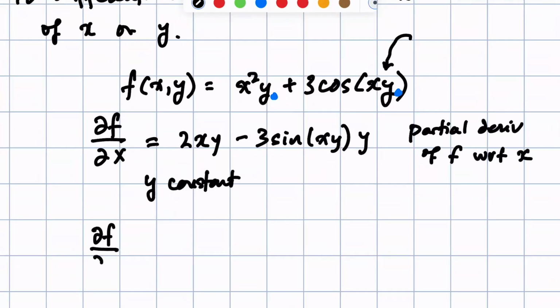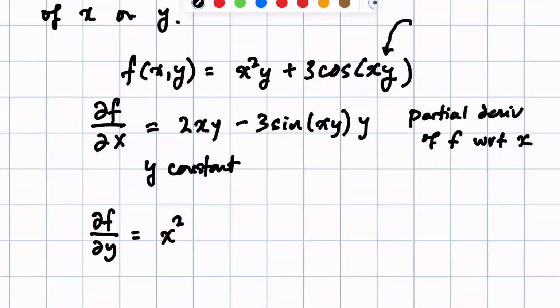Now, f with respect to y, how would you do that? In this case, the x is the constant. So I'm treating the x like a number. So if x is a number, x squared is also a number. So a number times y, when you differentiate that in y, you just get the number, like the derivative of 5y is just 5. So the derivative of x squared y is just x squared. Now, again, the derivative of cosine is minus sine xy, but now you're differentiating the inside with respect to y. x is a constant, so a constant times y, the derivative is the constant, so there's an x here.